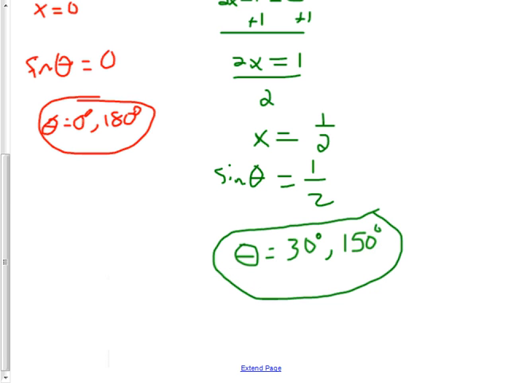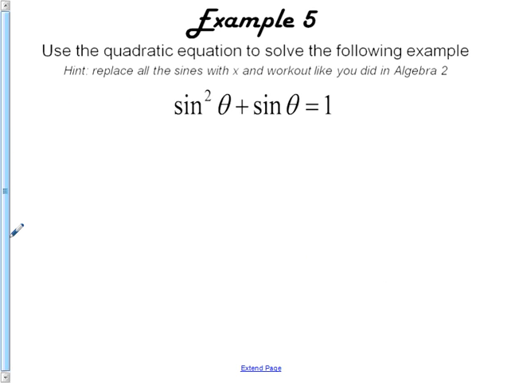Alright, so last but not least, we have one with the quadratic formula. So in this case, just like in Algebra 2 when you're solving more complex equations, if you can't factor it or you don't know how to factor it, you can always use the quadratic formula. The reason why I wouldn't recommend doing it that way is that, as you probably remember, the quadratic formula is fairly tedious and kind of obnoxious.